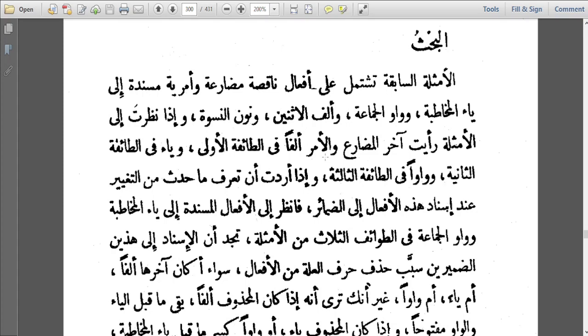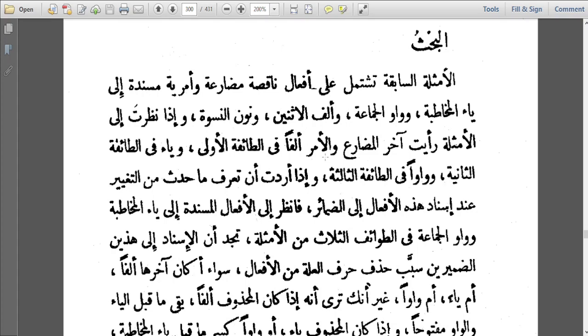Okay, these are the ضمائر الرفع in there. Says وإذا نظرت إلى الأمثلة رأيت آخر المضارع والأمر ألفا في الطائفة الأولى وياء في الطائفة الثانية وواوا في الطائفة الثالثة.